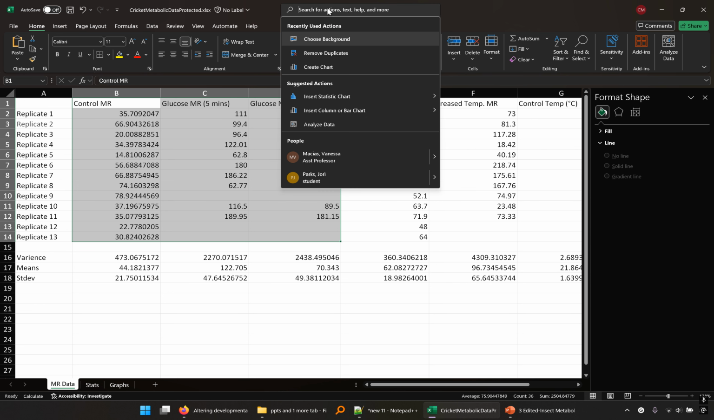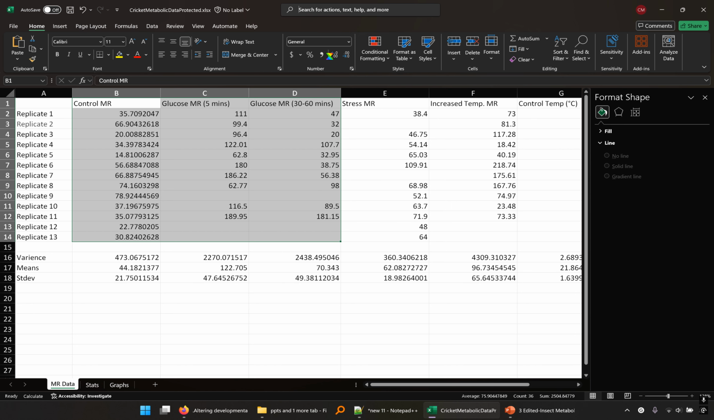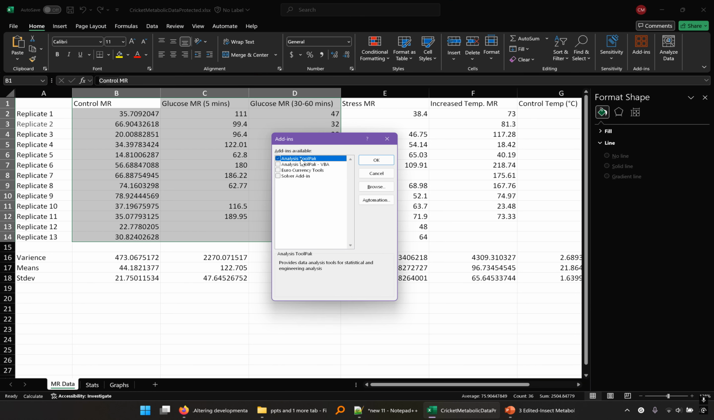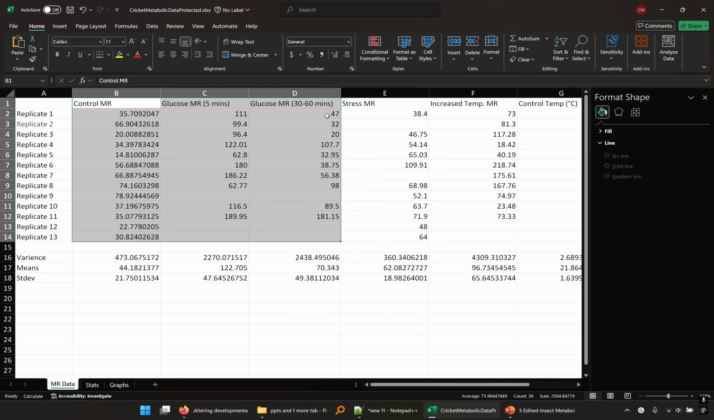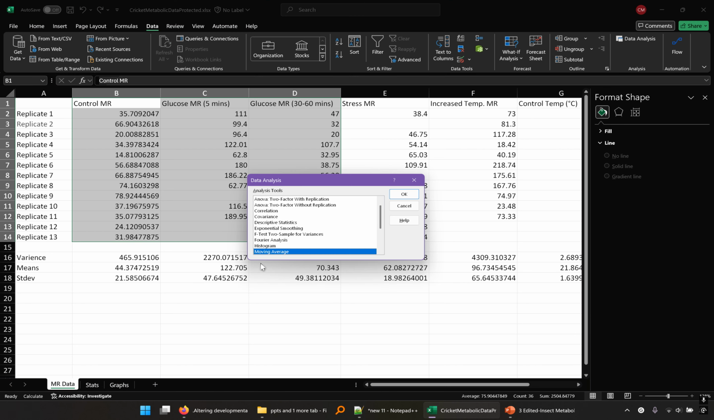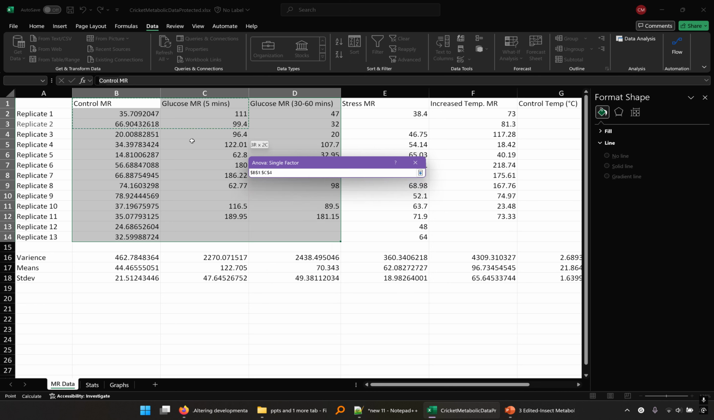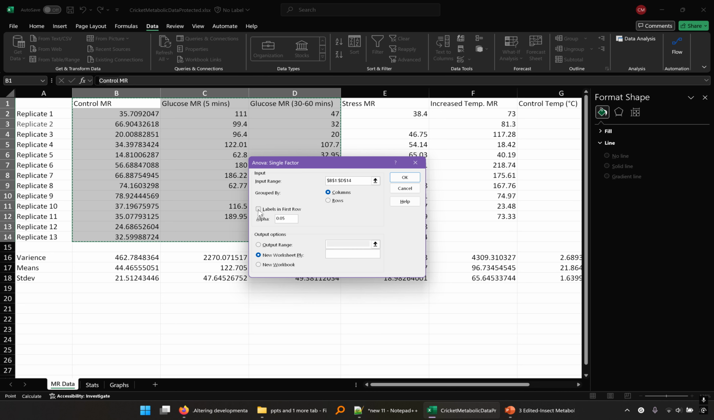But you want to go into, and now you can see, add-ins. You want to enable this analysis tool pack, click OK, and whenever you go into data, you can do data analysis, and then you can actually perform your ANOVA. So we're doing ANOVA single factor. So your input range is these values right here, and then labels in the first row, and then I'm going to put it into a new worksheet.